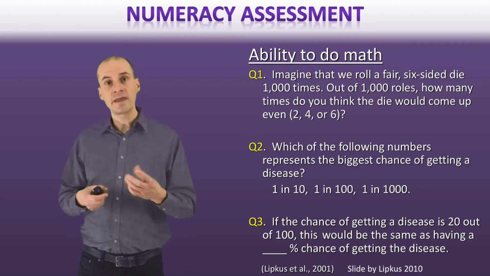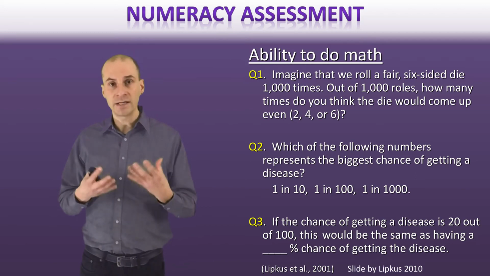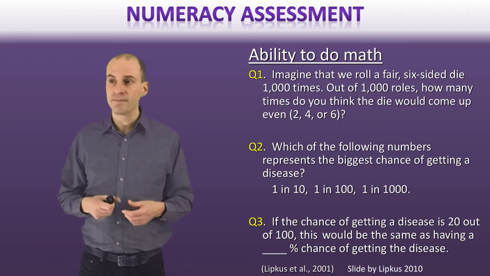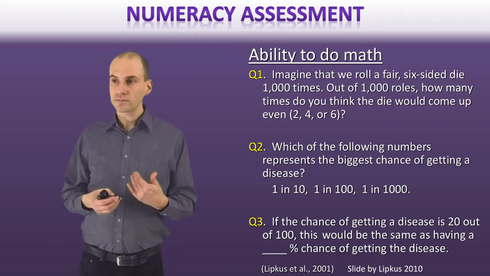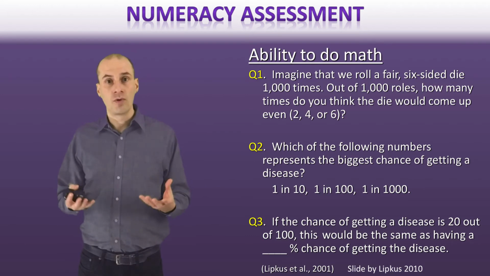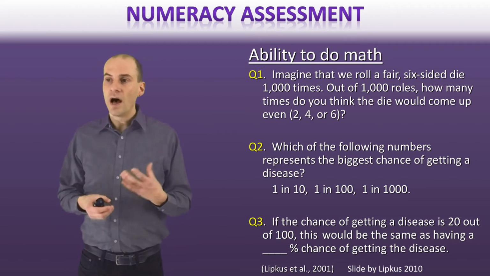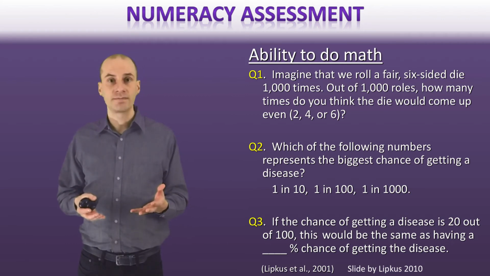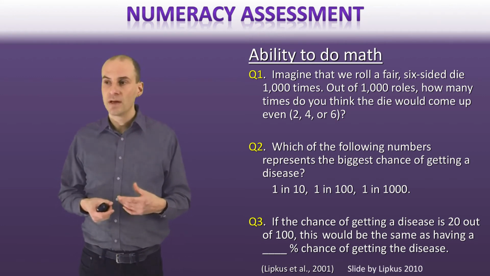So this is a survey that was done, I'll show you in a few seconds, with about 300 women. And they were asked 3 different questions about numerical understanding. Okay. So the first question was, if you roll a fair 6-sided die 1,000 times, how many times do you think it would come up even? So 2, 4, or 6, right? So a basic probability question, okay?